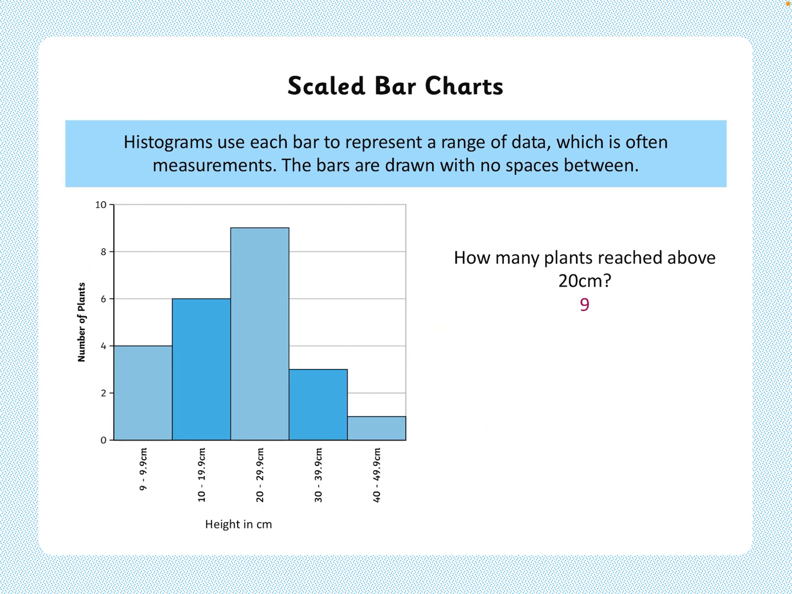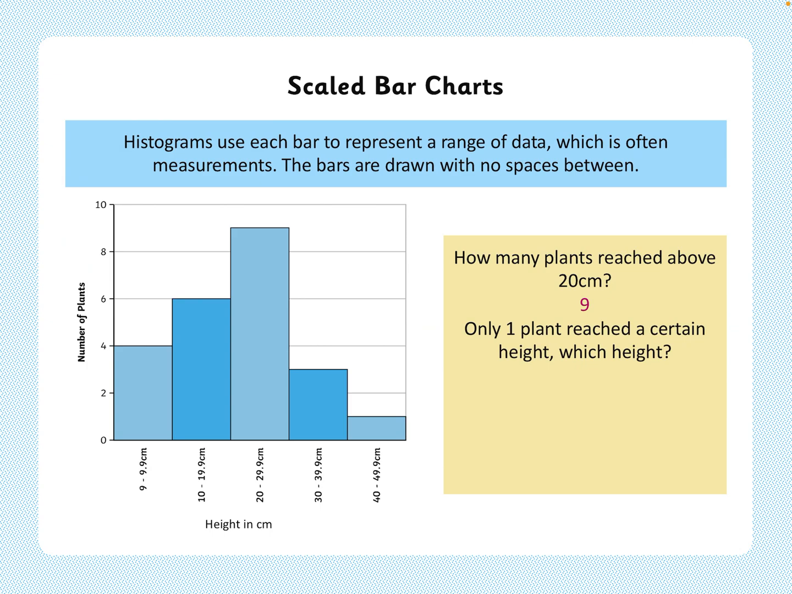So to practice reading this graph, I've got a few questions. So how many plants reached above 20 centimetres? So if we look at the bottom, the title says height in centimetres, and one of them says 20 to 29.9 centimetres. So that shows that that's what that bar represents. And if we go to the scale, we can see it's going up in 2s. So that bar is sitting in between 8 and 10. So the number between 8 and 10 is 9.